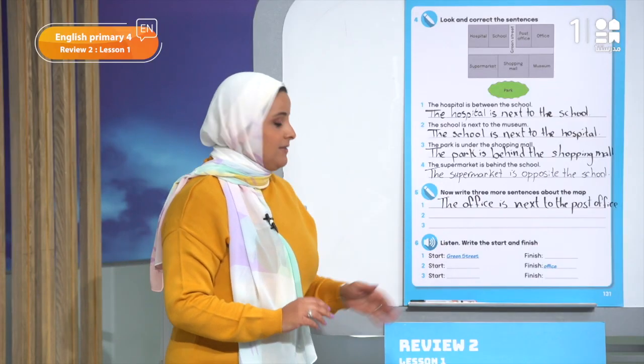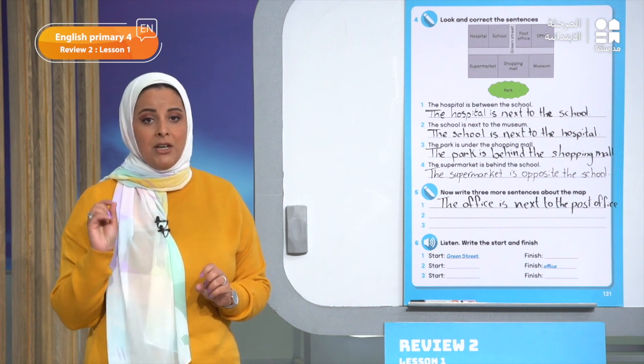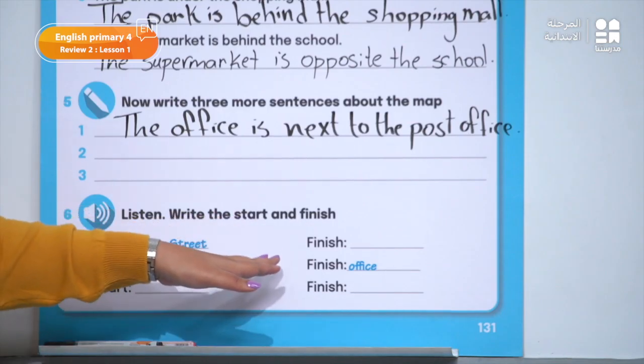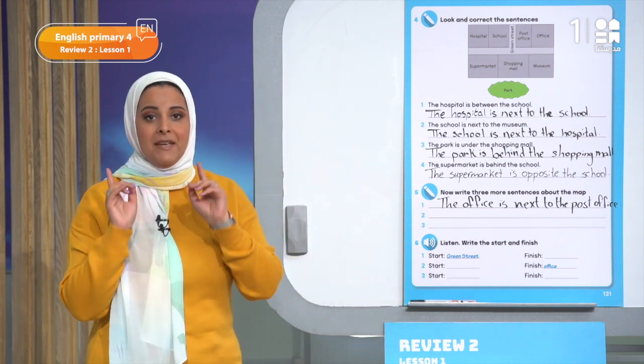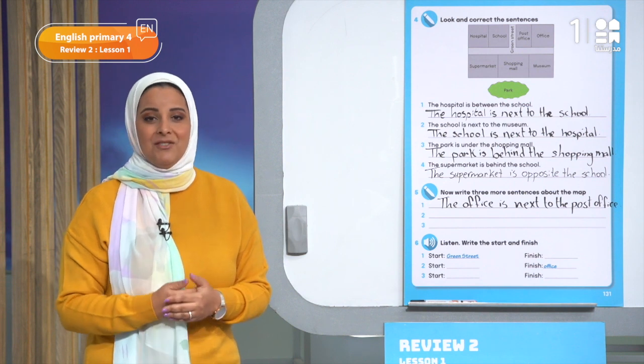Number 6, we will listen to an audio. And I want you to listen carefully to the directions. And you are going to write the start and the finish. Make sure that you look at the map in exercise number 4. So let's listen to the audio together.